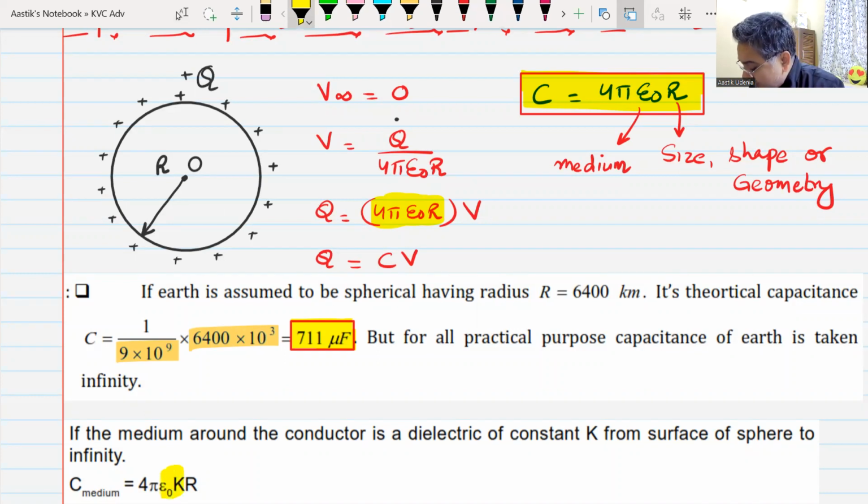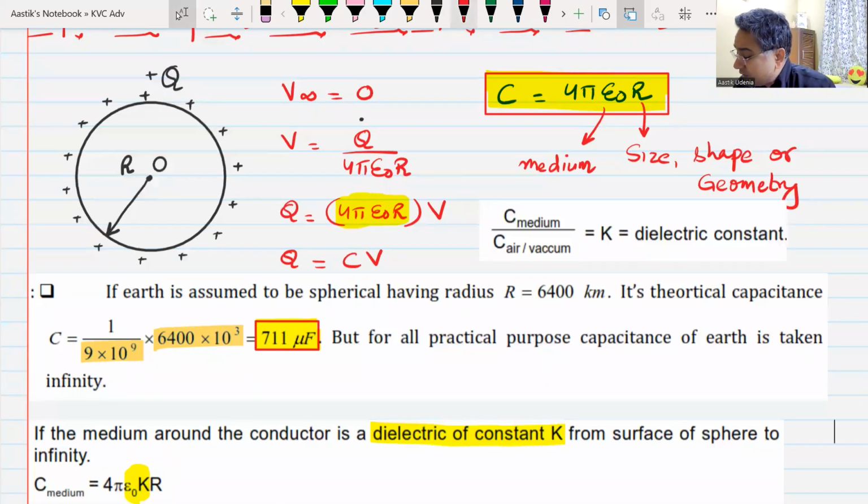This epsilon naught into K, this K is known as the dielectric constant. Did I tell you about this dielectric constant? Yes, sir. So, if the medium around the conductor is a dielectric of dielectric constant K, or a medium whose relative permittivity is epsilon R, and epsilon R and K are the same thing, then the capacitance of this isolated spherical conductor becomes 4 pi epsilon naught R into K. That means I can also write the ratio of capacitance in the medium to capacitance in vacuum or air would be equal to K.